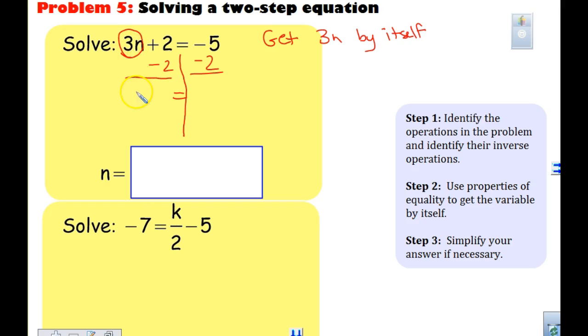Okay, so I'm left on this side with 3n, because 2 minus 2 is 0. And on this side, am I going to have negative 7 or negative 5 or negative 3? Negative 7 or negative 3? And again, here's where subtraction can be rewritten as plus a negative. Negative 5 plus a negative 2 is actually going to give us negative 7. Sage, what operation is happening with the 3 and n?